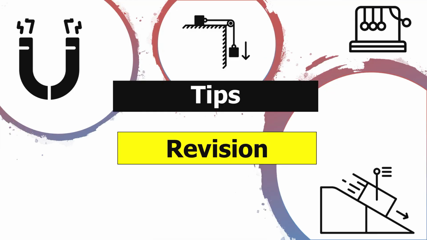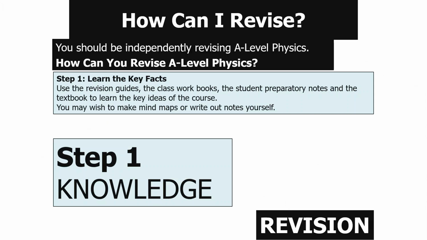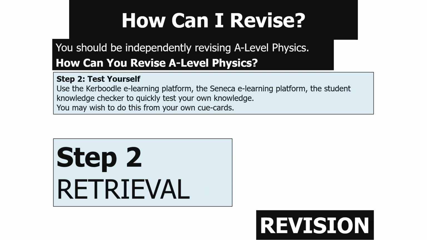So how should you be revising for A-Level Physics? The first step is to learn the key facts, so use things like revision guides, class workbooks, student prep notes and the textbooks to learn the key ideas of the course. You may wish to write out mind maps or notes yourself. Next, test yourself. Use Caboodle, Seneca, the student knowledge checker to quickly test your own knowledge, and you may wish to do this from your own cue cards.